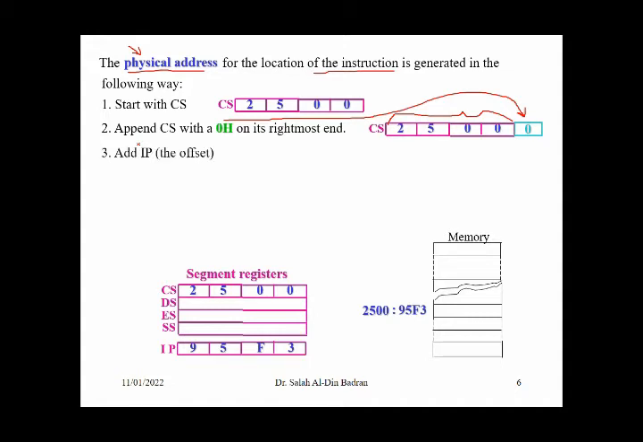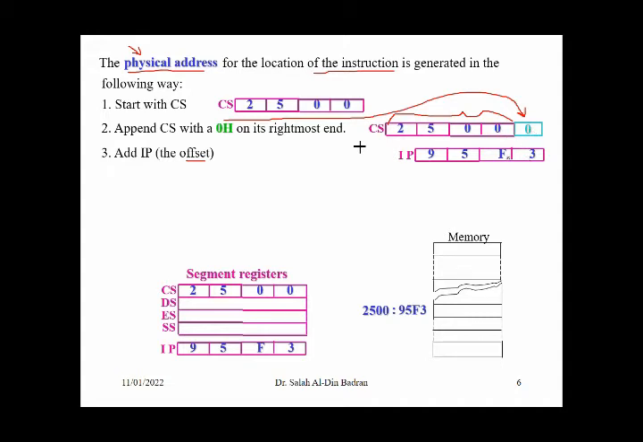The third step, add IP. This is the offset. We said that the offset, you find it in the IP register. Then add the IP. How? This is the contents of the IP. We will add it to this number, the contents of CS, with the appended 0 at the rightmost end of the CS.